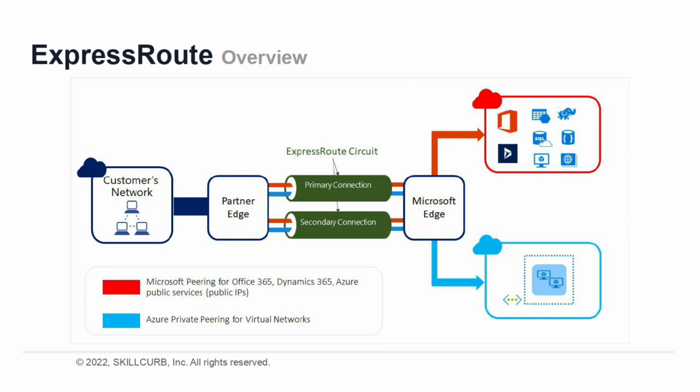ExpressRoute connections don't go over the public internet. This allows ExpressRoute connections to offer more reliability, faster speeds, consistent latencies, and higher security than typical connections over the internet.